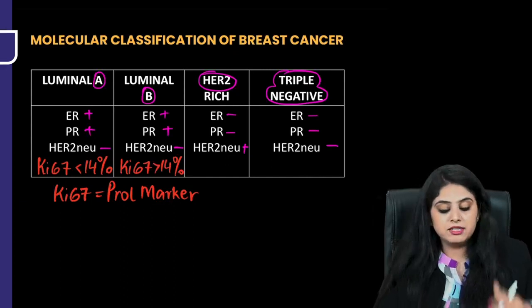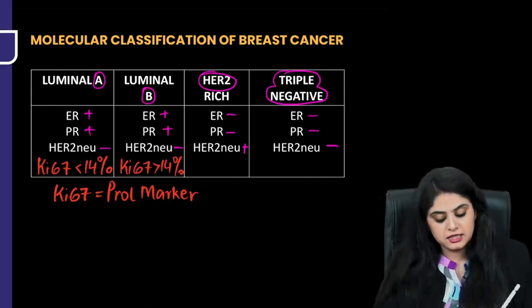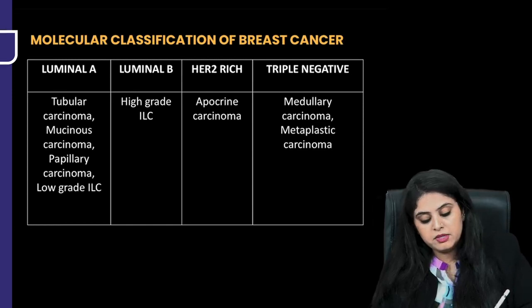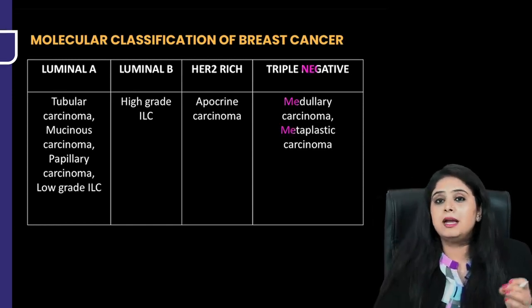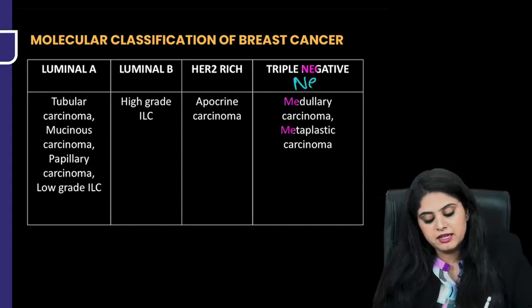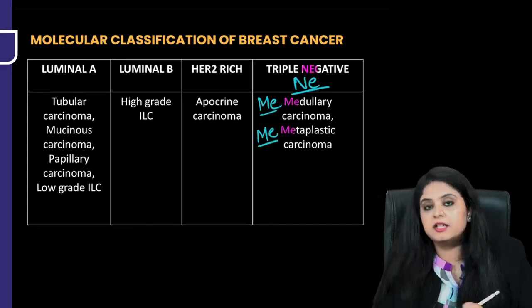Okay, so now if you tell me which cancer will come under which category, please note the way you write triple negative, NE, so both the ME things are going to come. Medullary carcinoma breast, metaplastic carcinoma breast. So in triple negative, both the ME ones, medullary and metaplastic, will come.